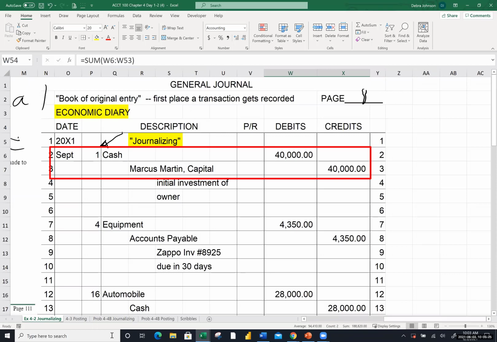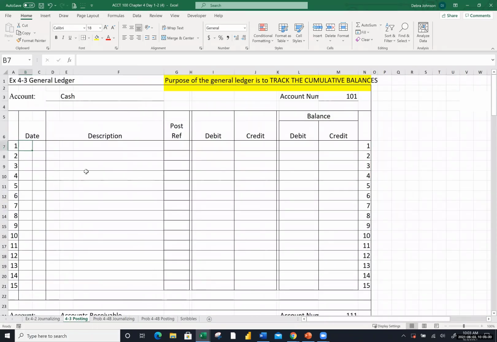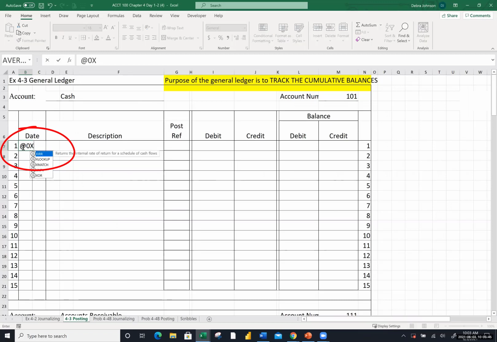Okay, so let's go find the cash account in exercise 4-3. Drop the date in. This was September 1st, I believe. Let me pull up something else so I don't have to keep flipping back on you. If you want, you can put the year up at the top. It's up to you, and then you wouldn't have to write that down again. 2000 X1, I think, is the year they use. I'll drop in September 1st.